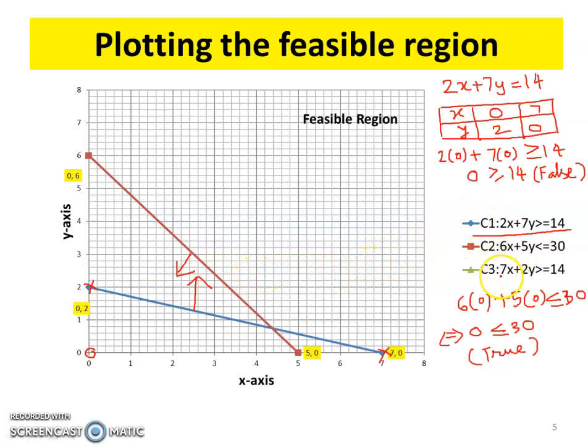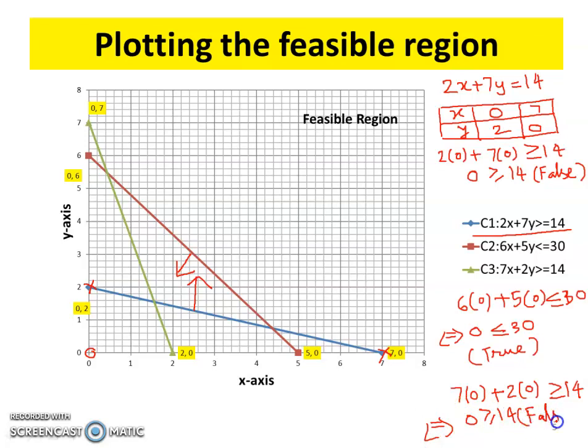Now we have to plot this third constraint, 7x plus 2y greater than or equal to 14. You see this line intersects the x-axis at (2, 0) and the y-axis at (0, 7). So you have all these lines, and again we check which part of the plane is represented by this inequality. You just substitute 0 in place of x, 0 in place of y: 0 greater than or equal to 14, which is false. It means the inequality 7x plus 2y greater than or equal to 14 represents the part of the plane which does not contain the origin, and so it represents this portion.